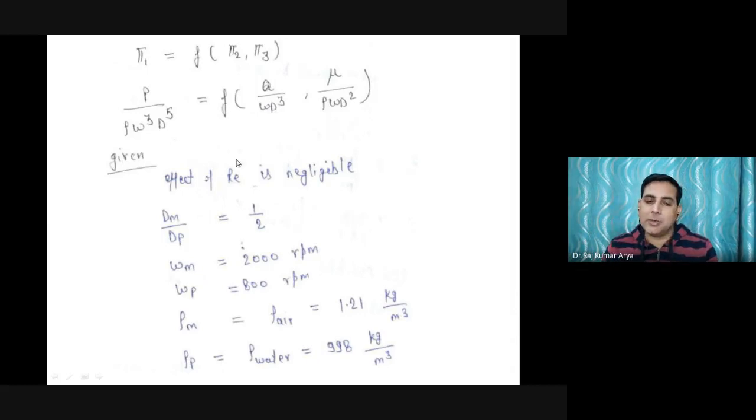Therefore, here the Reynolds number is not being considered. In the problem also it is mentioned. The reason is that there are no flow patterns, so we should not worry about that. Fine. So now we got two numbers. One is the power number, one is the flow coefficient or flow number, and these numbers should be equated from model to prototype. Fine.